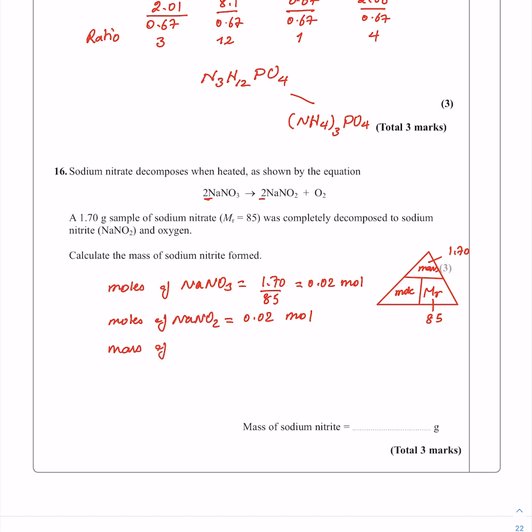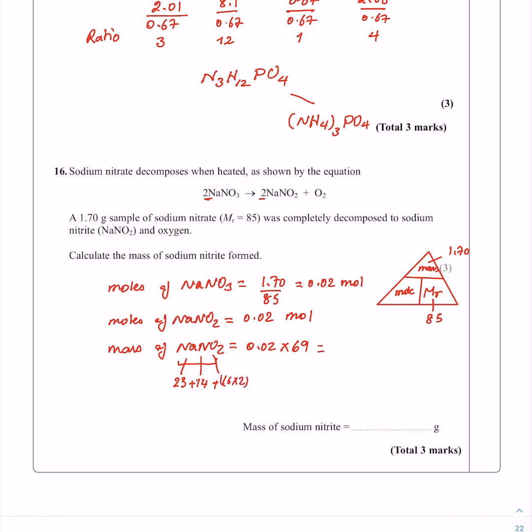Third step, the mass of sodium nitrite is equal to 0.02 multiplied by the Mr of sodium nitrite, which is 69, which is 23 sodium plus 14 nitrogen plus oxygen 16 by 2.